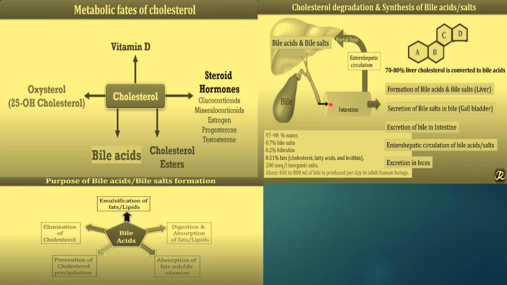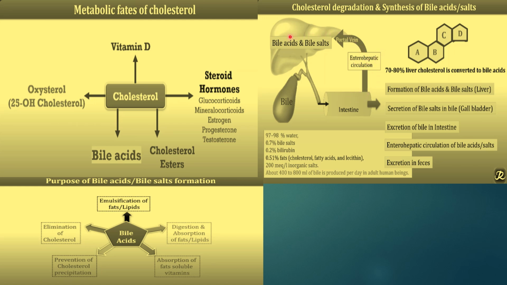Not all of the bile acids and bile salts excreted into the intestine leave through the feces; more than 70 to 80% of them undergo enterohepatic circulation via the portal vein.